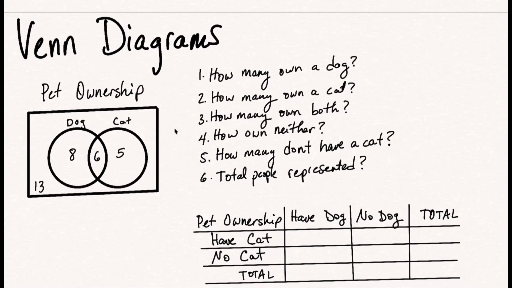Hi, in this video I'm going to show you how Venn diagrams work. So here I took a survey of pet ownership and I asked people if they owned a dog or a cat, both or neither. And I put the results here in this Venn diagram.